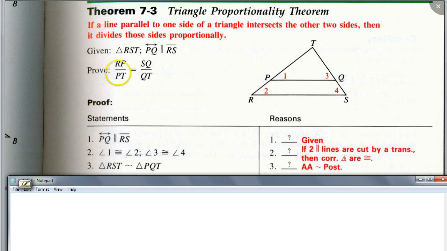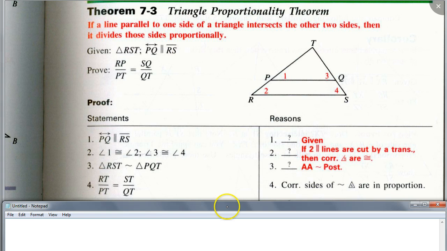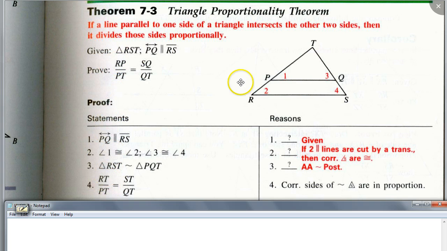So we want PT on the bottom, don't we? So what should we say? How about we start with RT over PT equals ST over QT. Could we say that? Do you see why I did that? Because don't I want PT on the denominator and QT on the denominator? But that's not what we wanted to say, right? The numerator is different. We don't want RT. We don't want this whole thing. We want PR and then QS. Right? What are we gonna do next?